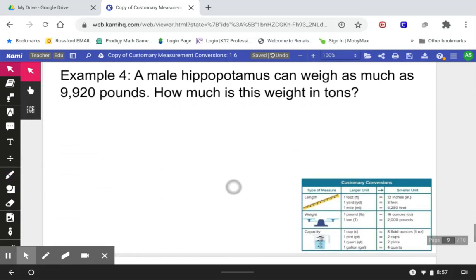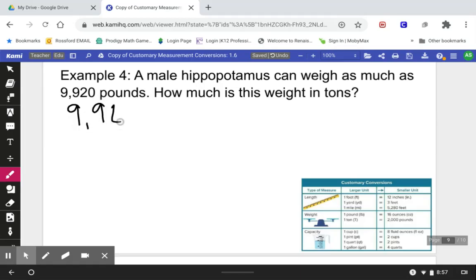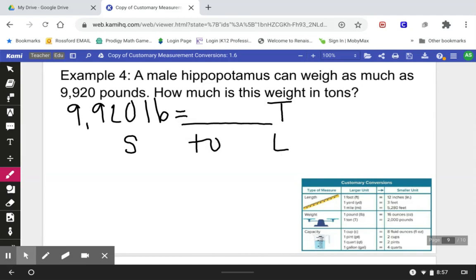A male hippopotamus can weigh as much as 9,920 pounds. How much is this weight in tons? So 9,920 pounds is equivalent to how many tons? Again, I'm going from a small unit to a large unit. Small to large means I'm dividing. Bring down what you know.